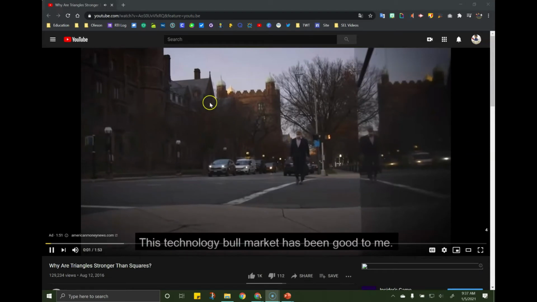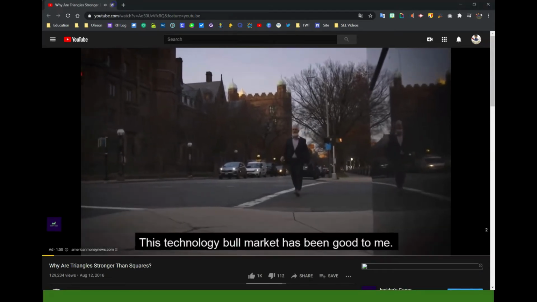Wow. So triangles are the strongest structure out there to build stuff. Isn't that amazing? That's so cool.